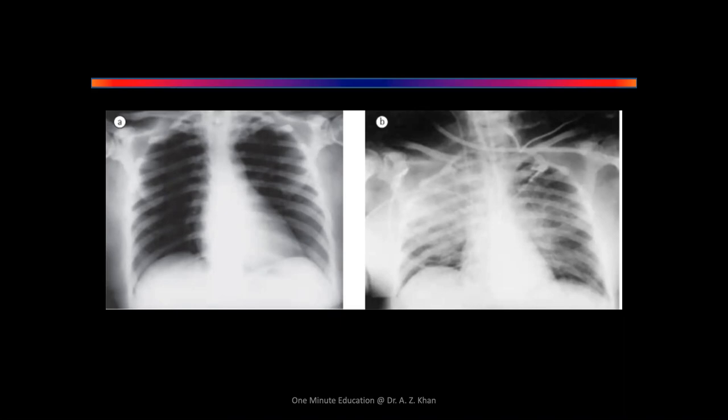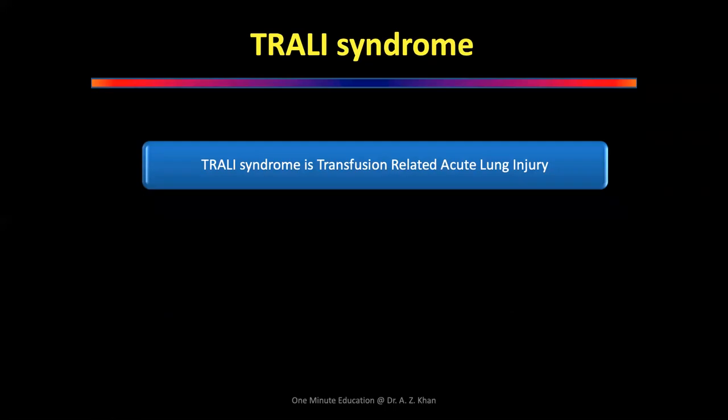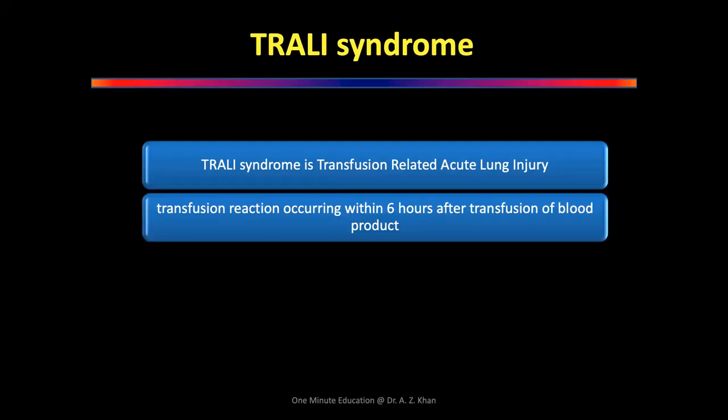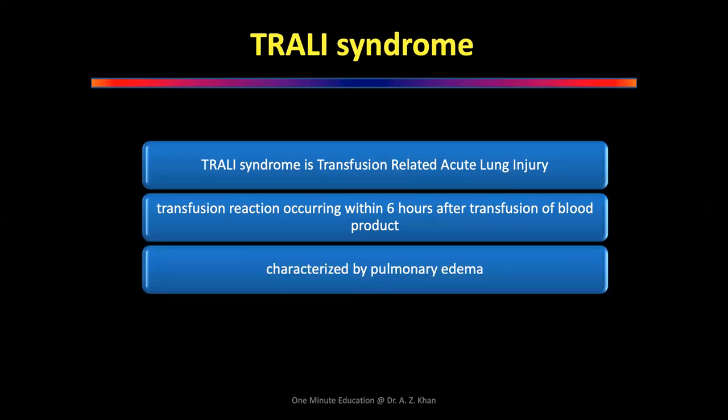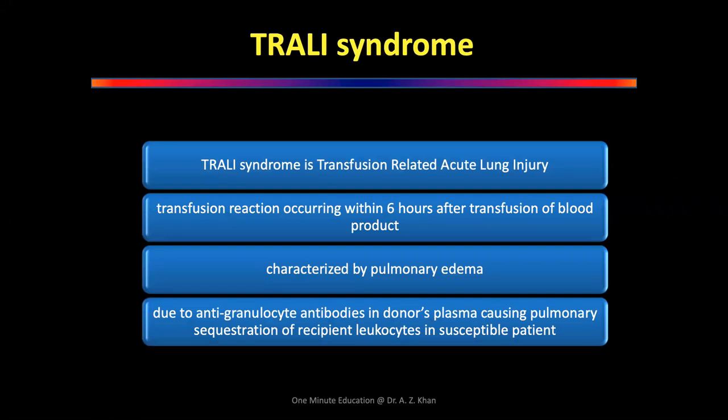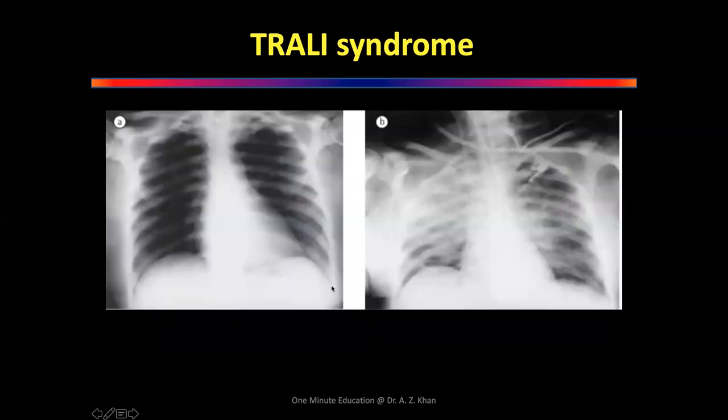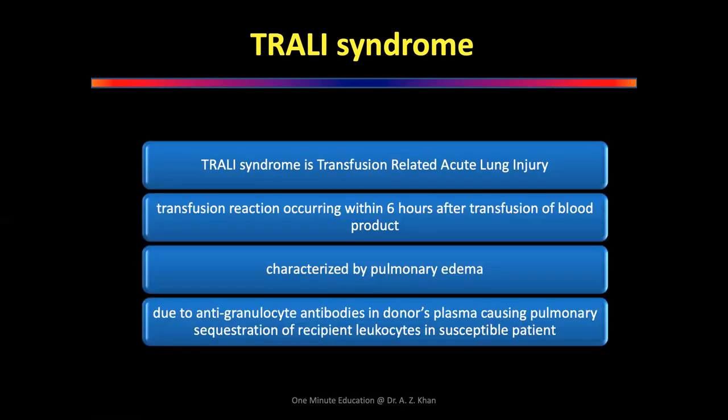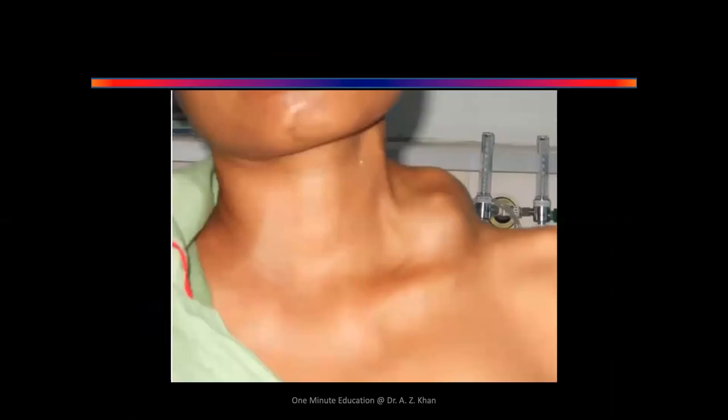Yes. This is TRALI, okay? TRALI is transfusion-related acute lung injury. It is a transfusion reaction that occurs within 6 hours after transfusion of blood products, characterized by pulmonary edema, and usually because of the antibodies in donor's plasma, causing pulmonary sequestration of the recipient's leukocytes. So this is an acute reaction to blood transfusion. Okay? Next one is the same one.